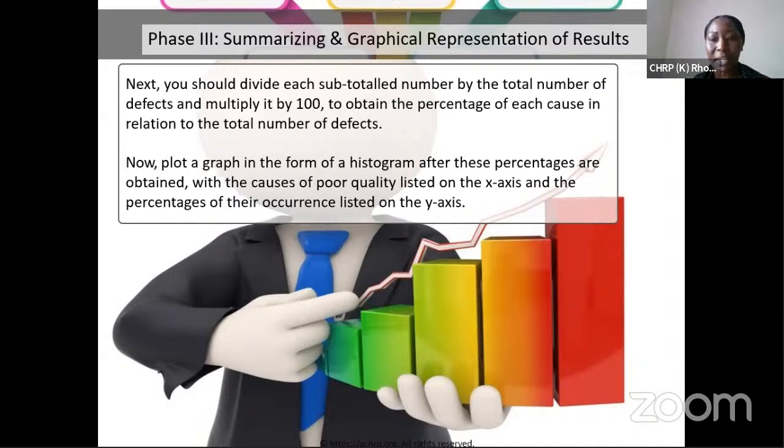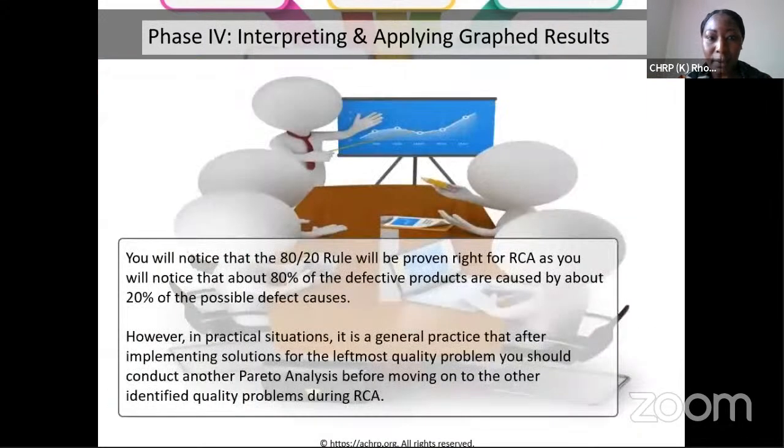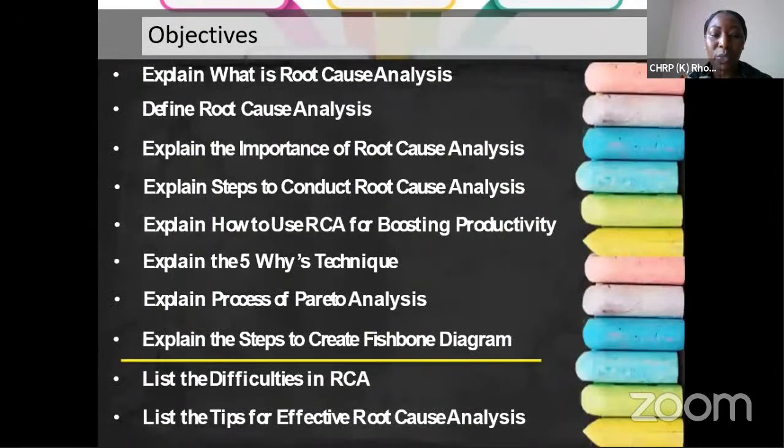Then you conduct another Pareto analysis, draw another graph, and see the changes. In one production, changes may shift the other remaining qualities, and that keeps on changing. And I think that is just a demonstration of how we deal with it.